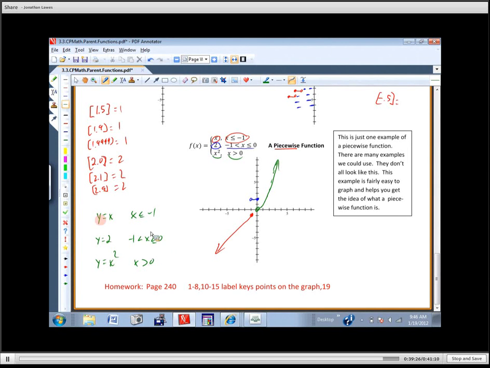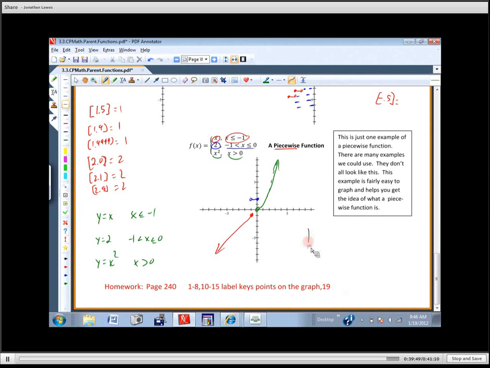Okay, so there's your line, but it only works right here. There's your parabola, but it only works on this side right here. This is a horizontal line, but it's only a horizontal line. The function is only equal to 2. It's only constant between -1 and 0. Does that make sense? Yes. Okay. If you have trouble with that, come and see me.